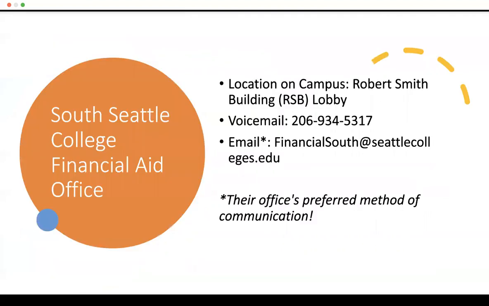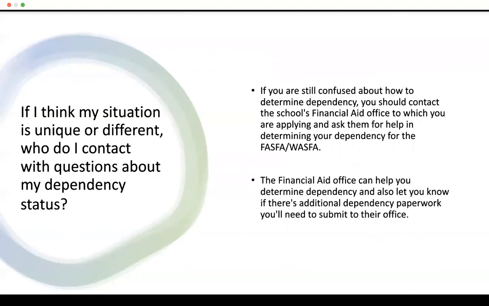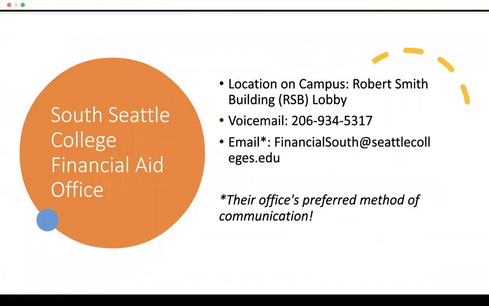All right, so just to leave you with this: if you think that your situation is unique or different, or you have questions about dependency status, this is the information for South Seattle College's financial aid office. Their location on campus is in the Robert Smith building in the lobby. Here's their phone number and their email. Their office's preferred method of communication is to just email your question. Make sure you include your first and last name and your CTC link ID. Okay, all right. Thank you.